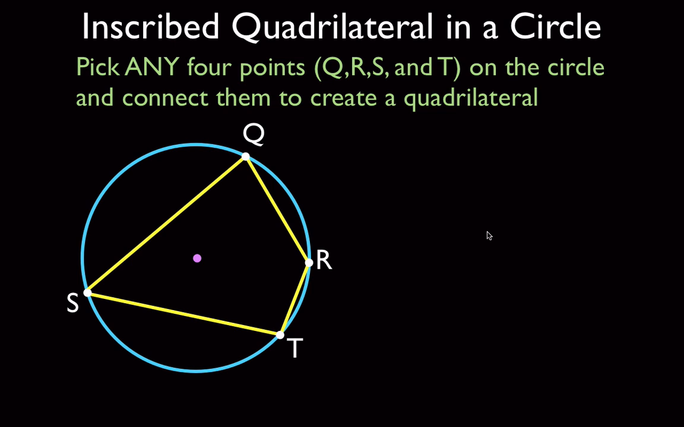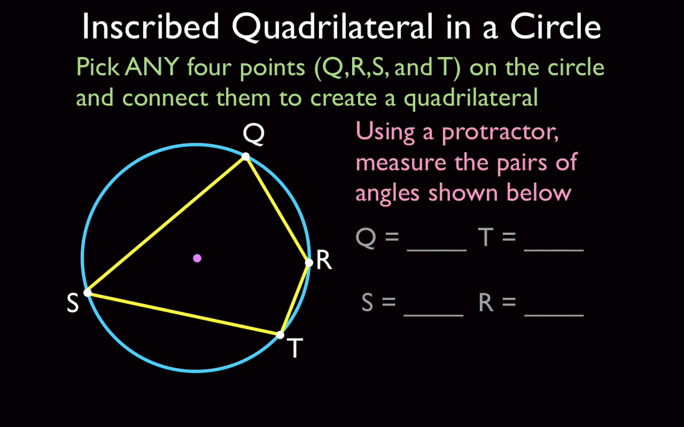Alright, so what I want you to do specifically is take your protractor and measure these angles. First, look at Q and T and see how they compare to each other. Then look at S and R and see how they compare to each other. We're trying to find a rule and a pattern that can help us in these problems later on. So take a few minutes to do that, pause it while you do so, and then hit play when you're done.